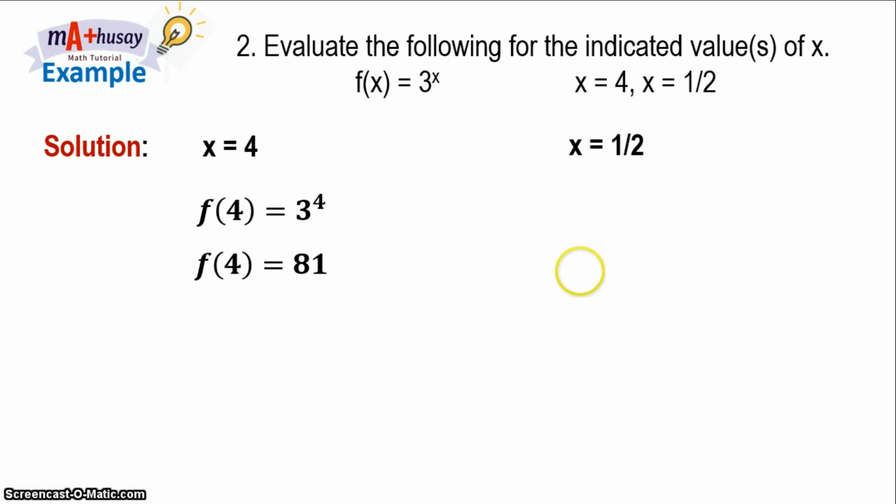Now, how about if x is equal to 1/2? So, if we plug in 1/2 sa ating function, ang mangyayari, we have 3 raised to 1/2. In this case, yung ating exponent ay rational. So, this can be simplified as square root of 3. Claro.